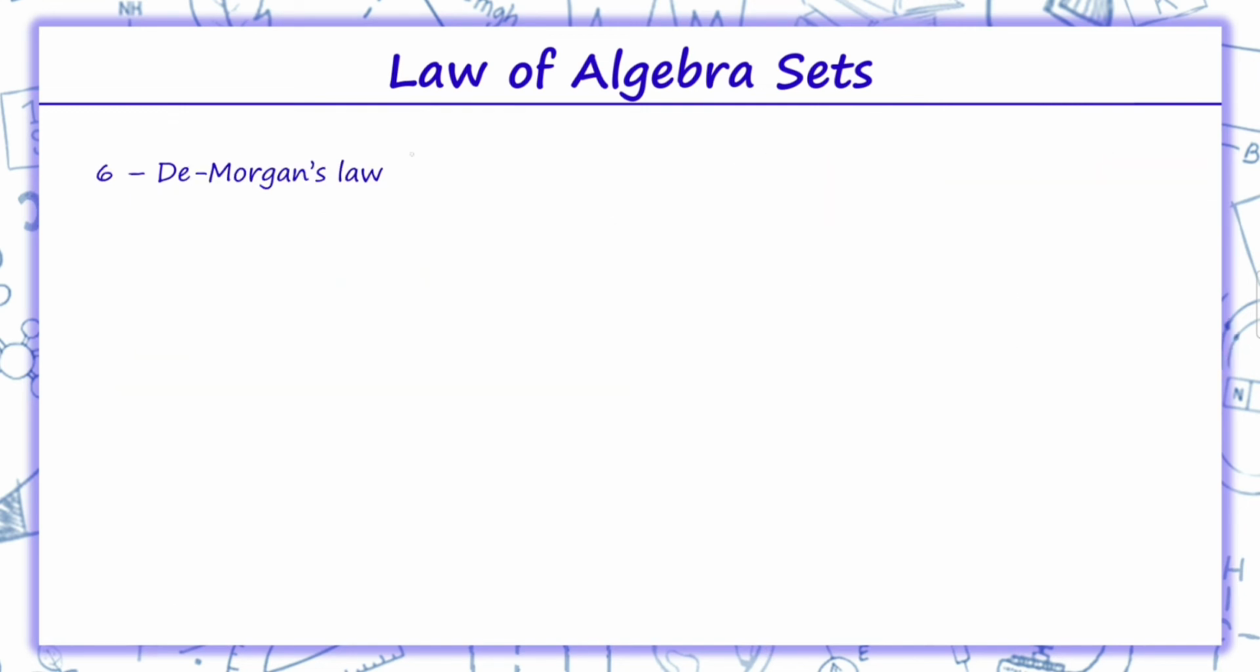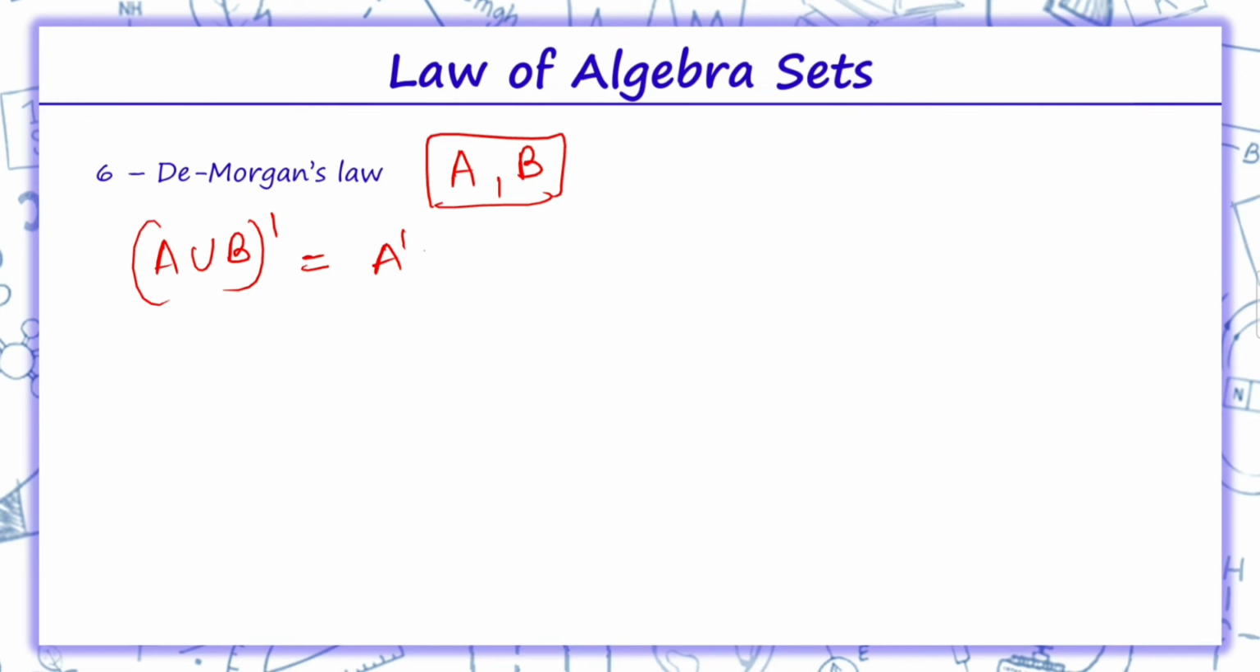Next law is De Morgan's law. De Morgan's law says we have two sets A and B. So A union B complement can be written as A complement intersection B complement, and vice versa. A intersection B complement can be written as A complement union B complement. I'll make you learn the first part, then you can practice it for the second part.